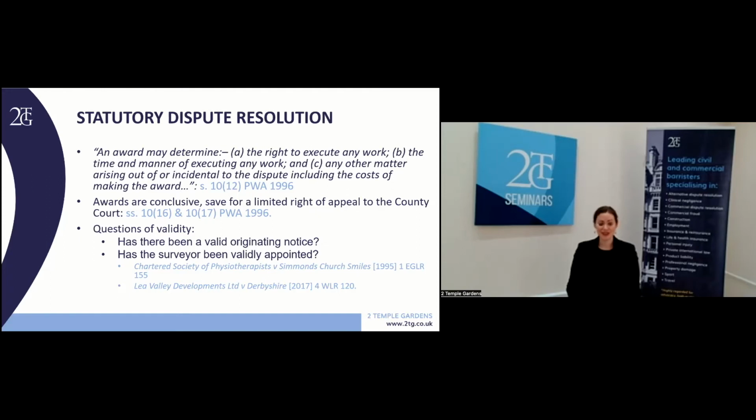And it's important that this is done promptly, because any delay, which allows the surveyor to continue to act despite questions over their validity, has the potential to give rise to an estoppel. So another area in which promptitude is key.